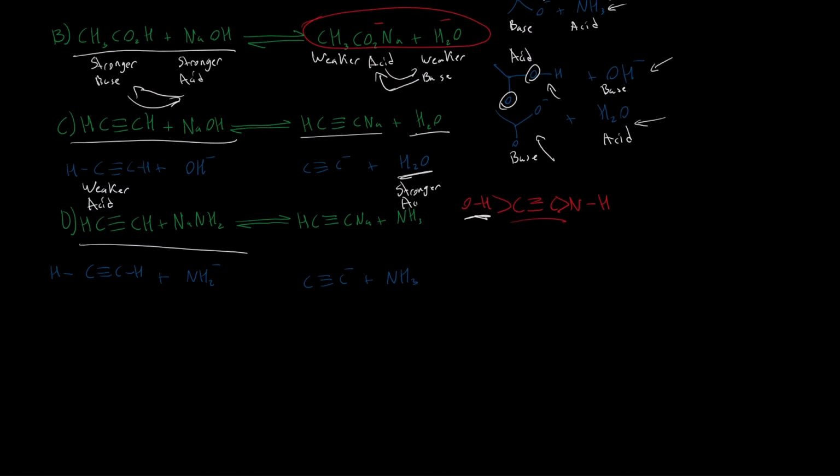Here we have C triple bond C minus. Now, since the acid is a weaker acid than H2O, as we mentioned earlier, the stronger the acid, the weaker the base. So the weaker the acid, the stronger the base. It works in both ways. So C triple bond C minus is going to be a stronger base. And OH minus is going to be the weaker base.